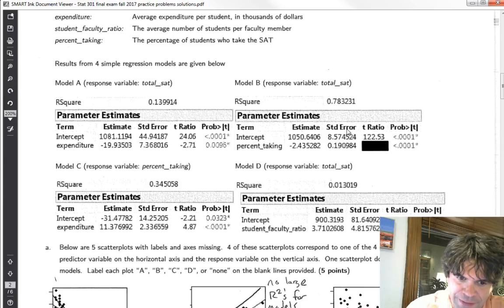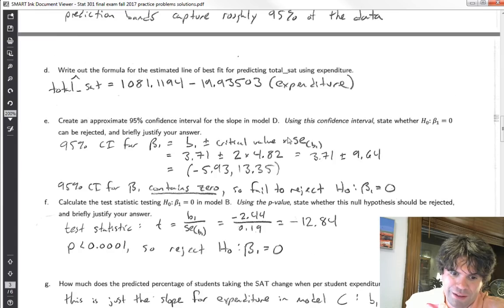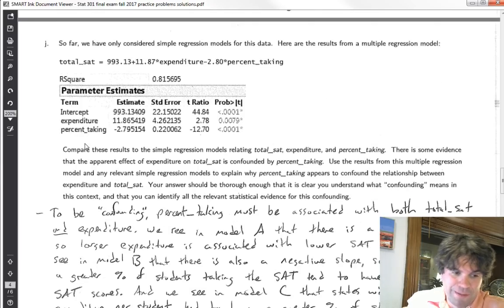So if the only variable I'm looking at is what percentage of students in this state are taking the SAT, just knowing that can explain 78% of the observed variability in total SAT scores. It sounds like this matters a lot. It sounds like this is probably the big one here. What percentage of students are taking the SAT versus total SAT score. A lot of explanatory power there for percent taking.